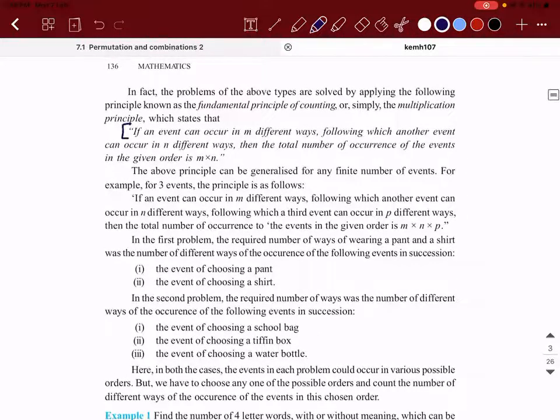The fundamental principle of counting says, if there is an event that can occur in m different ways, following which another event can occur in n different ways. So they are subsequent events, right? Then the total number of occurrences of both the events put together is given as m into n, where m and n are the number of ways in which those individual events can be completed.